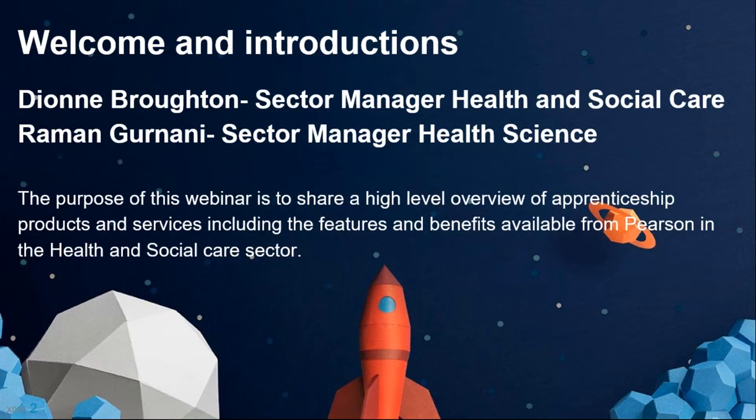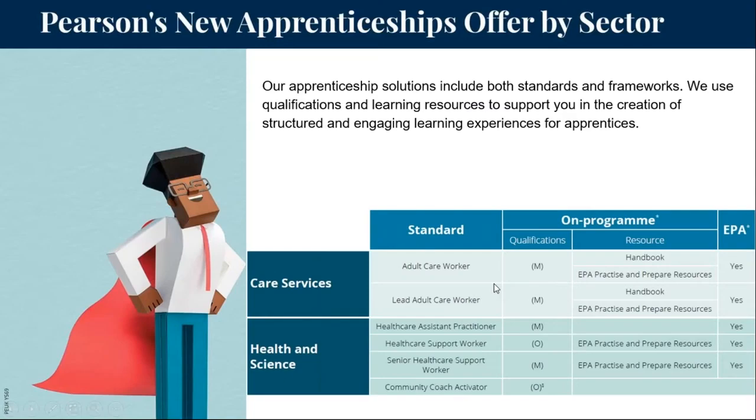So moving forward, this is our overall offer for health and social care. These are by new apprenticeship standards only. So we've got care services as well as health science, although the offer here is showing the standard, we have still got the frameworks and any offers that were available for frameworks are still there, and the frameworks are still valid. So we use the qualifications and learning resources to support you so that you can create a structured and engaging learning experience for your apprentices.